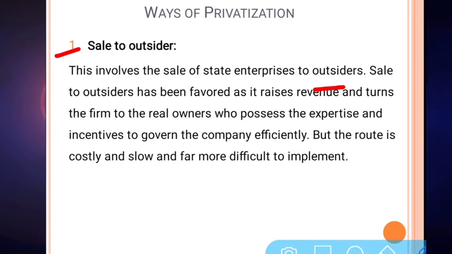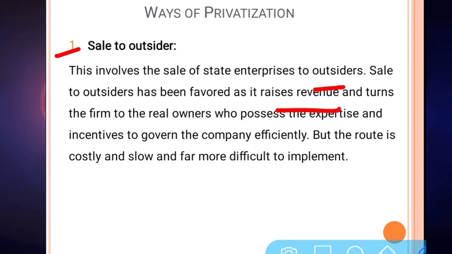This is quite a successful model, a way of transferring, and very developed economies like the UK etc. have also considered this a good method. Sell to outsider is good because it generally leads to raising revenues and turns the firm over to real owners who hold the shares. Those who have expertise and ownership purchase the shares from the government company and then manage the whole organization.